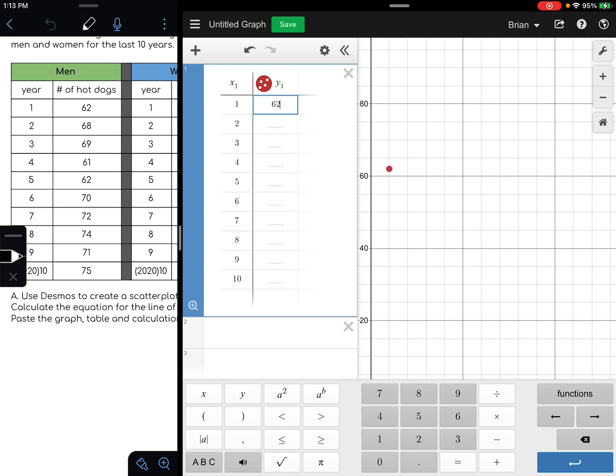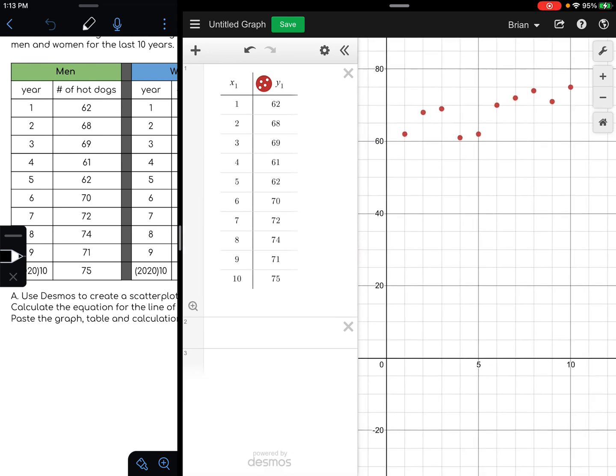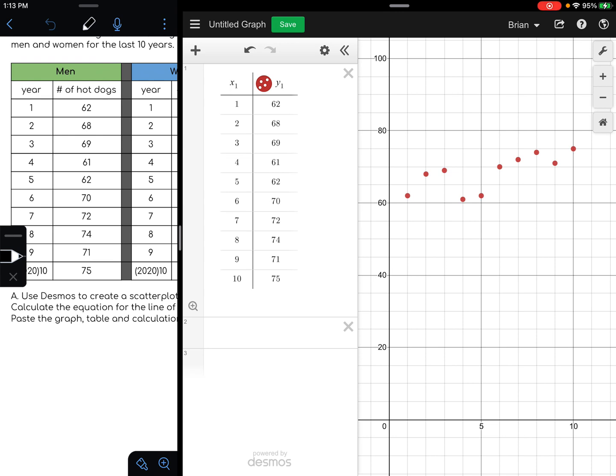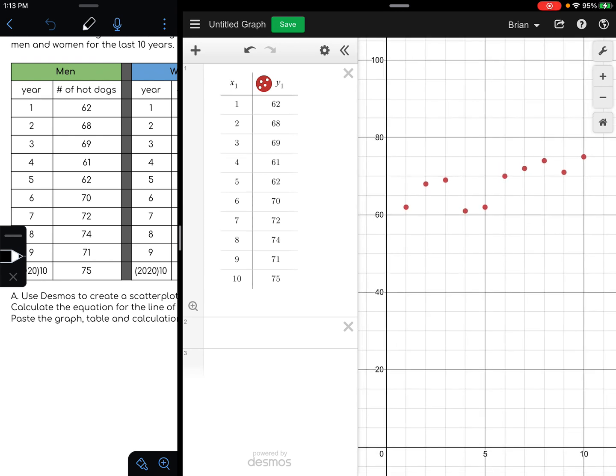And then we'll go to Y sub 1 and we'll put in the number of hot dogs. So 62 in that first year, 68, 69, 61, 62, 70, 72, 74, 71, 75. And looks like we have a decent window here that we are looking at. So we can actually see the scale and see kind of how the graph looks over here.